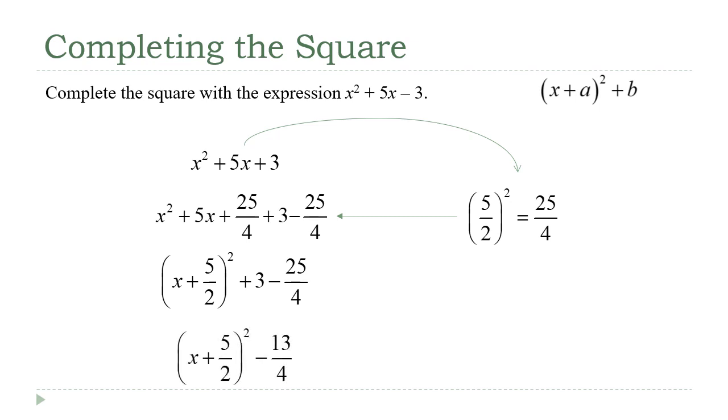Now, I'm going to take that x plus a squared thing that I set off to the side. I'm going to bring it back down here. You notice that I did exactly what I wanted to do. Specifically, a ended up being 5 halves. B ended up being negative 13 fourths.